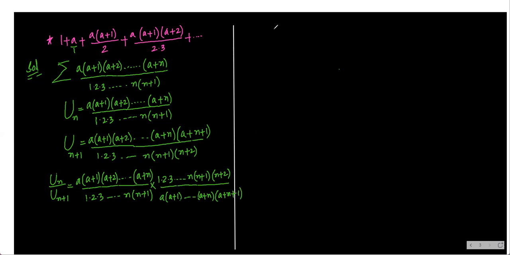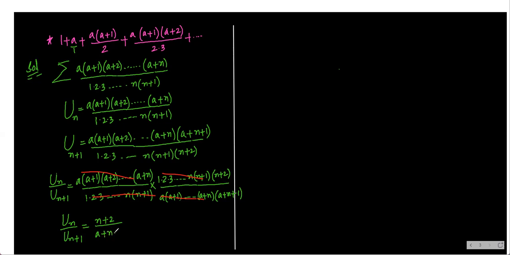So how many terms are cancelled? This one up to a plus n, up to a plus 1 cancel. This up to n plus 1, n into n plus 1, up to n plus 1 cancel. So then what is left? n plus 2 by a plus n plus 1. u_n by u_{n+1} is equal to n plus 2 by a plus n plus 1.